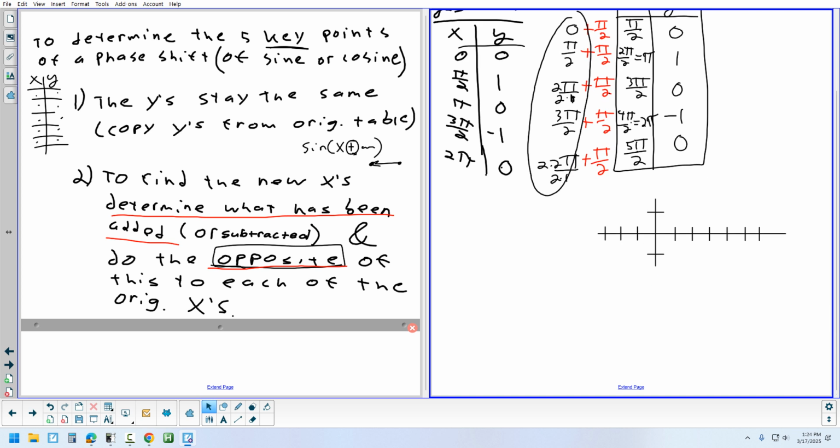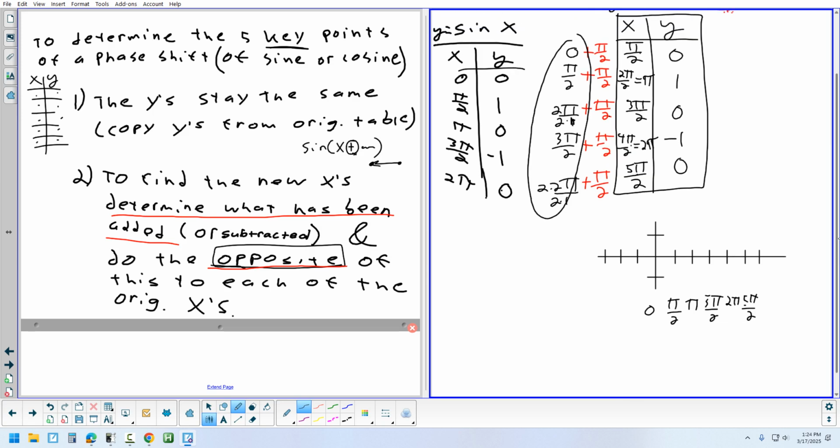So this one will be 0. The next one will be pi over 2. The next one will be pi, 3 pi over 2, 2 pi, and 5 pi over 2. It's a little squished, I don't have a lot of space. But that's how I labeled each one of those tick marks.